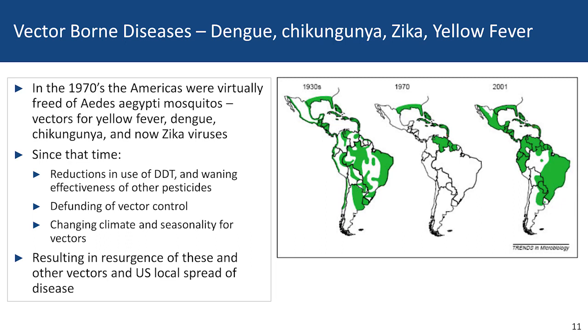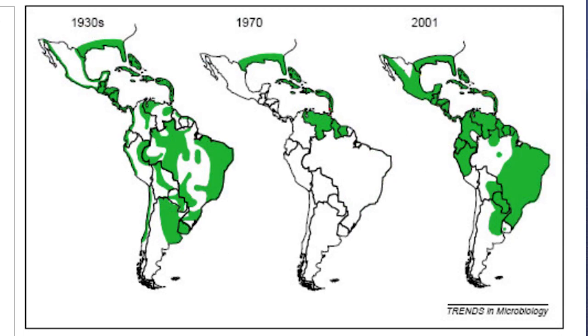A lot of it is defunding of vector control programs, particularly here in the US. There's just not a lot of resources to reduce these populations. And also changing climate and seasonality for these vectors. It has resulted in a resurgence of these and other vectors in the US and local spread of disease, which we didn't have before.